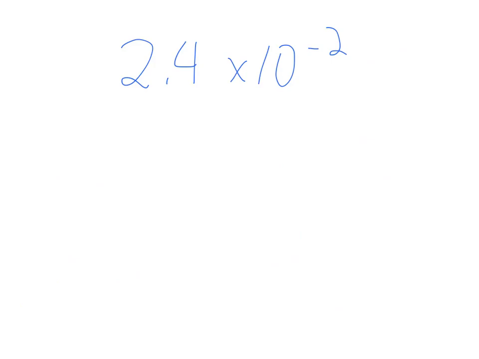Let's do one more. We have 2.4 times 10 to the negative second. So this is not a negative number. Move it 2 places, add that 0, so now I say 0.024. That's my number now in standard notation.